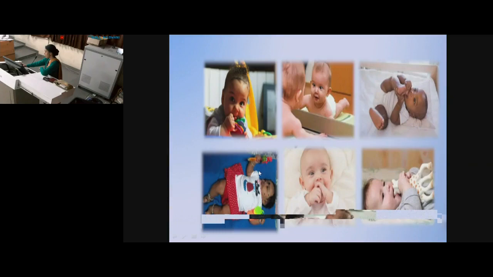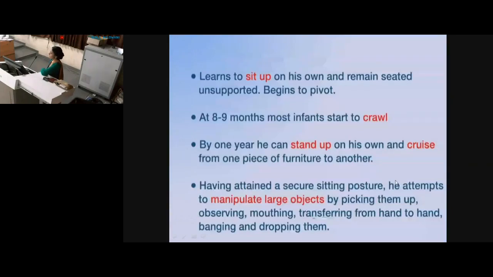The child is grasping objects, see? Right? And here he's also playing with the toy. Then gradually the child learns to sit up on his own. That is, he's sitting with support at 5 to 7 months, 7 to 8 months without support. Then at 8 to 9 months he begins to crawl. At 1 year he can stand and cruise. Then he can also manipulate large objects.